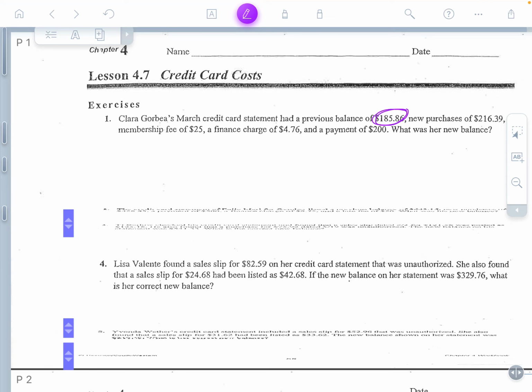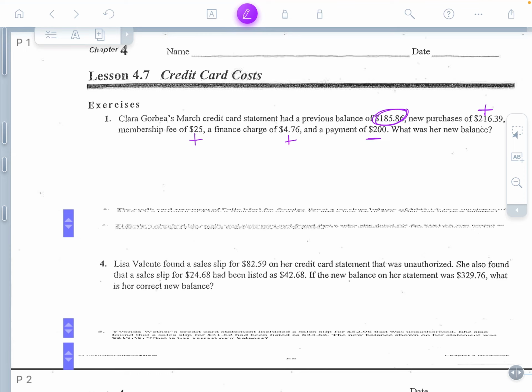So I'm going to go through and I'm going to say, does this add to the amount she owes or subtract? It's going to be a little different in your brain than when we worked with bank statements, because this is not money she has, this is money she owes. So new purchases of $216.39 is going to add to the amount she owes. So I'm going to add that to my original number. The membership fee also adds to the amount she owes. So does the finance charge. And the payment is her paying money. So she's paying off her bill. So that's going to be a subtract.